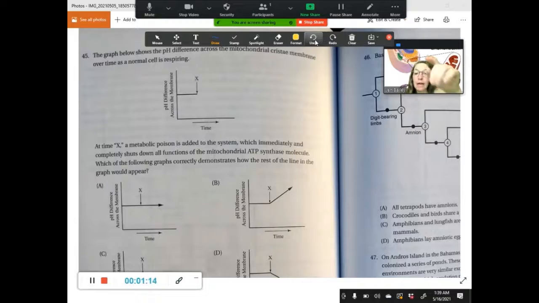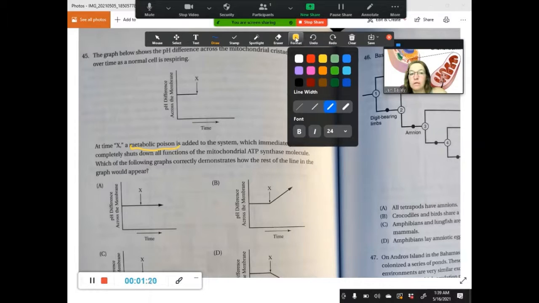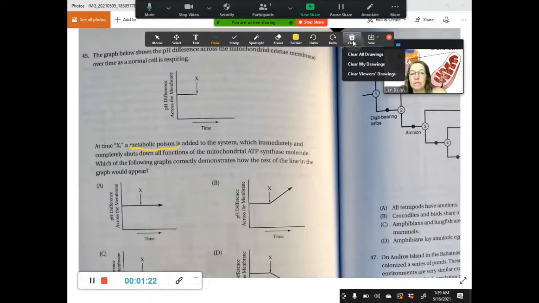All right. At time X, a metabolic poison is added to the system, which immediately and completely shuts down all functions of the mitochondrial ATP synthase molecule. Right? That's what you find in the mitochondria and across the membrane. Which of the following graphs correctly demonstrates how the rest of the line in the graph would appear?